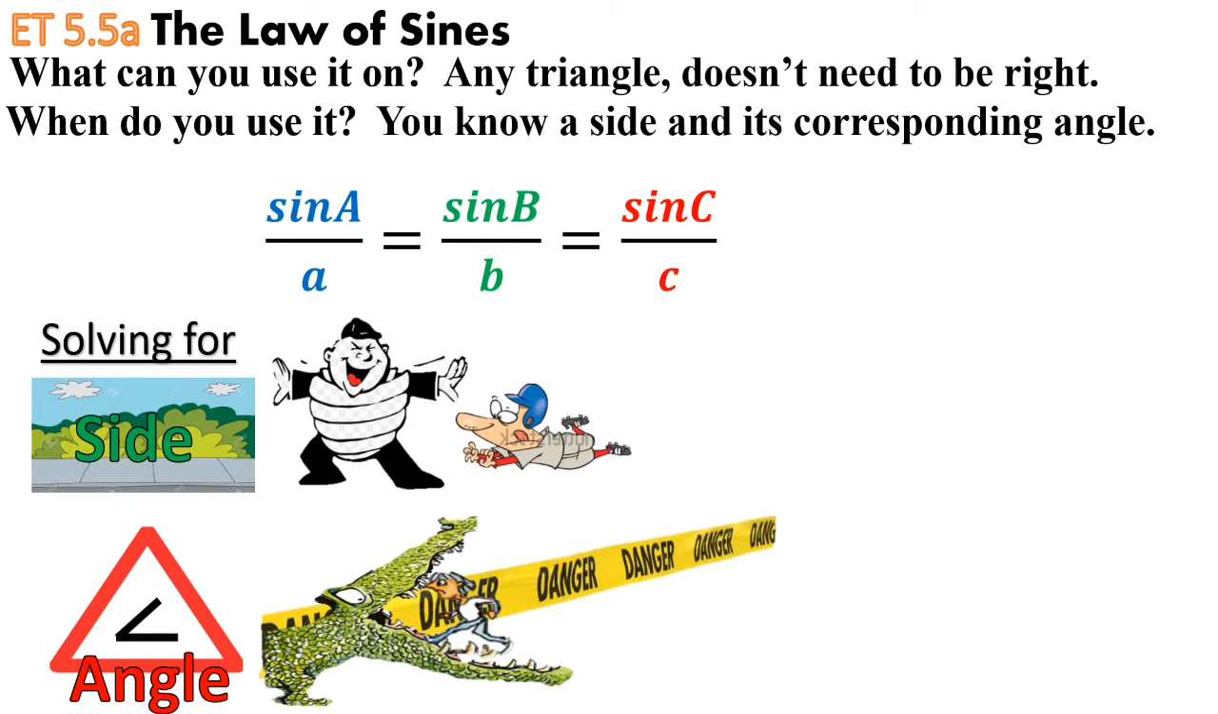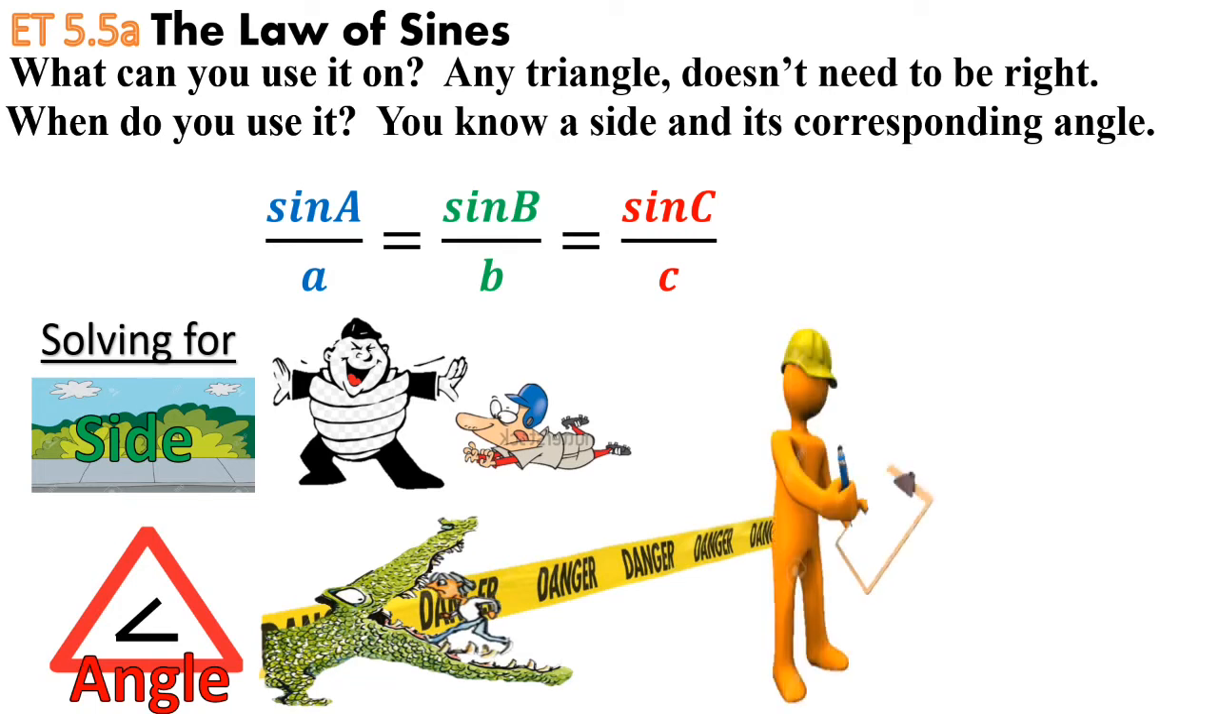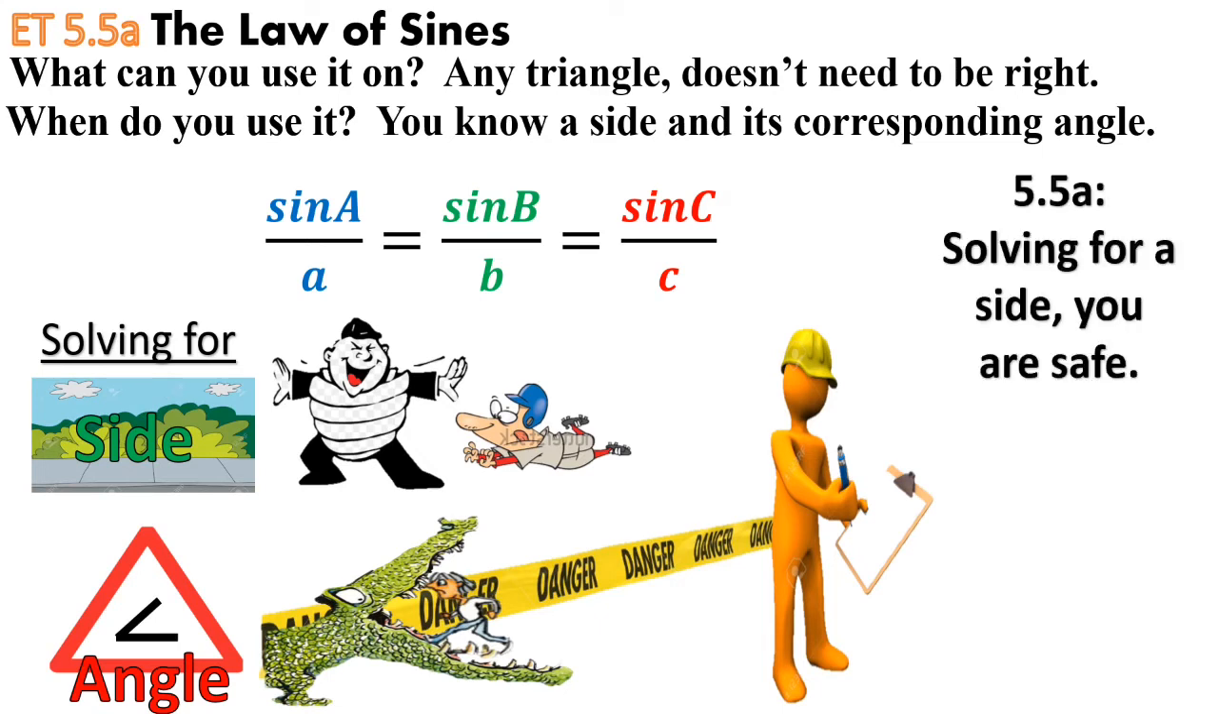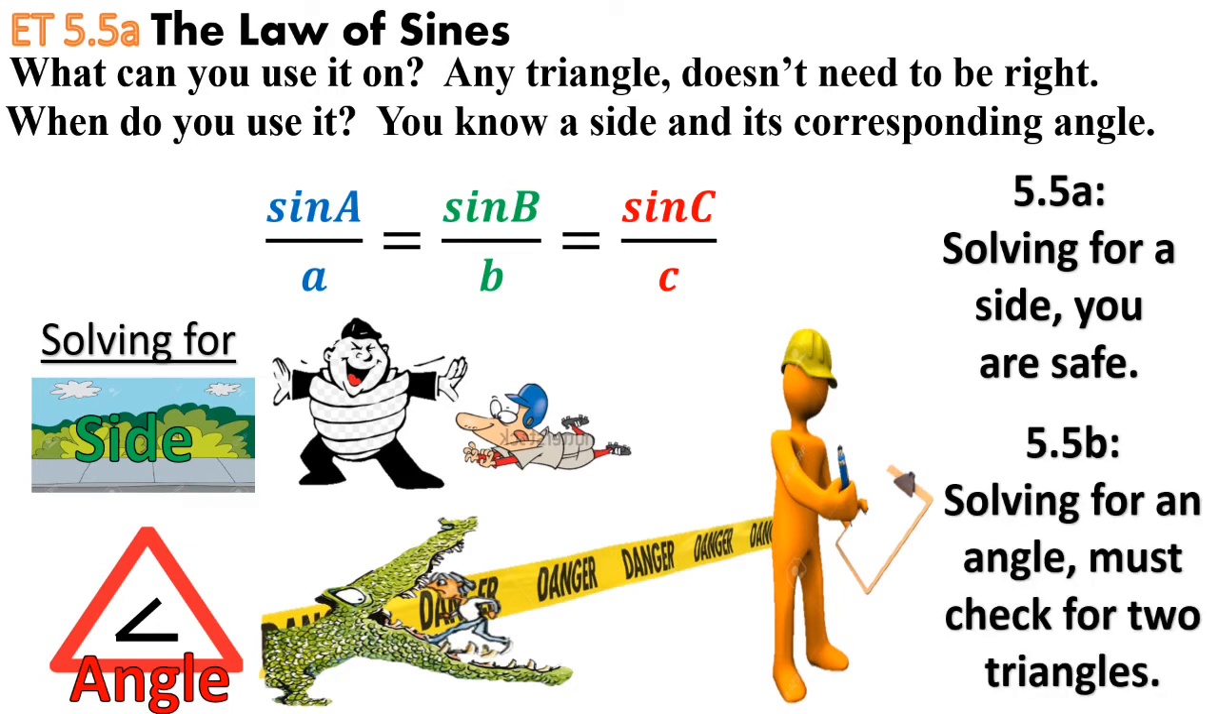If you use the law of sines to find an angle, you may need to consider a second triangle. For 5.5a, you will only be solving for a side, so we won't need to worry about that for now. That won't come until 5.5b.